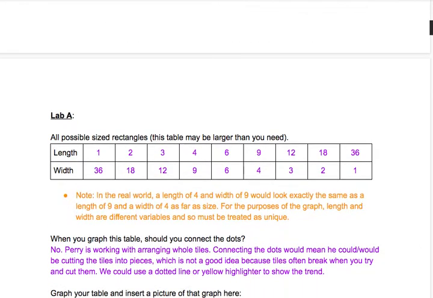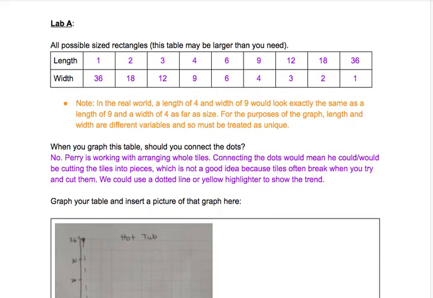So here we go. We'll start with Lab A. Lab A was Perry in his hot tub. So let's go to the solution. Now with Lab A, Perry had 36 tiles and needed to arrange them by length and width in order to create little platforms for his hot tub to sit on, like a patio.